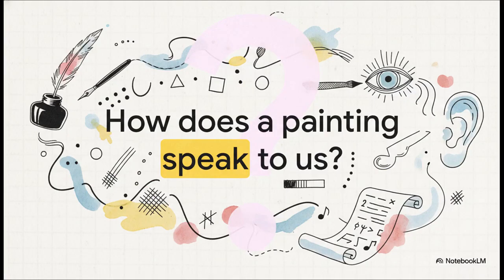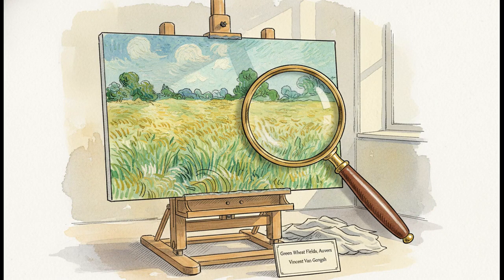That's the big question, right? How does this silent, totally still image on a canvas manage to communicate so much feeling, so much energy? Well, it turns out artists have this whole set of tools, kind of like a visual alphabet. And our mission, together, is to learn the basics of that language. And this is our subject, our beautiful mystery for today. It's called Green Wheatfields, Auvers, and it was painted by the one and only Vincent van Gogh.